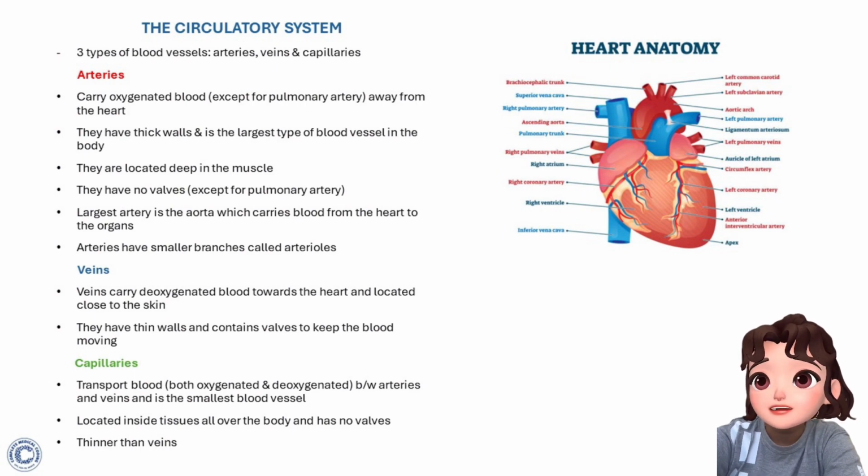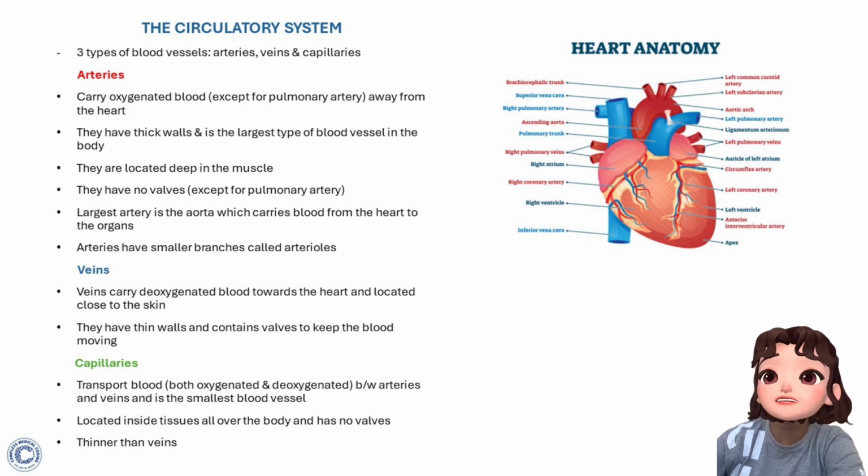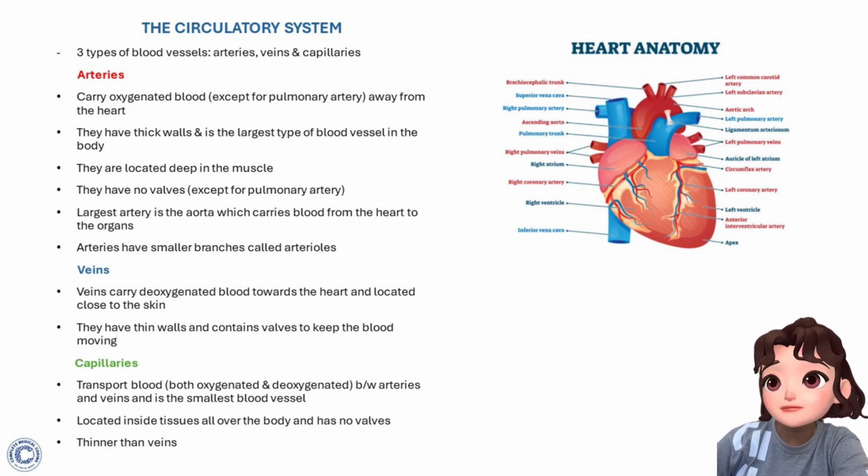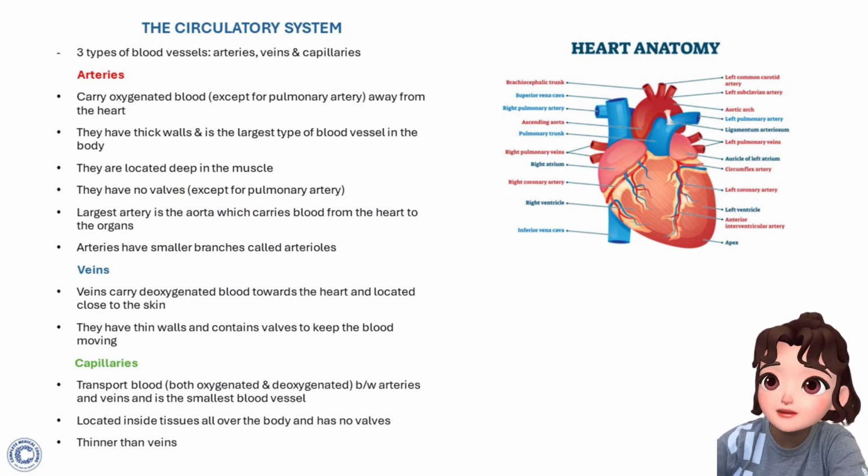Then capillaries. Capillaries transport both oxygenated and deoxygenated blood between the arteries and veins, and they are the smallest blood vessels. They carry both oxygenated and deoxygenated blood because they are between the arteries and the veins. They are located inside tissue all over the body, and they also have no valves.